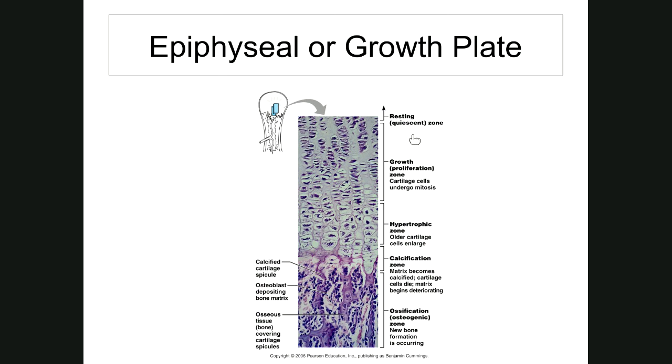Your first one is the zone of reserve cartilage. So this is the resting or quiescent zone here. Okay, that's another name for it. On this side, adjoining the epiphysis, it anchors the plate to the epiphysis. This surface has a good blood supply.